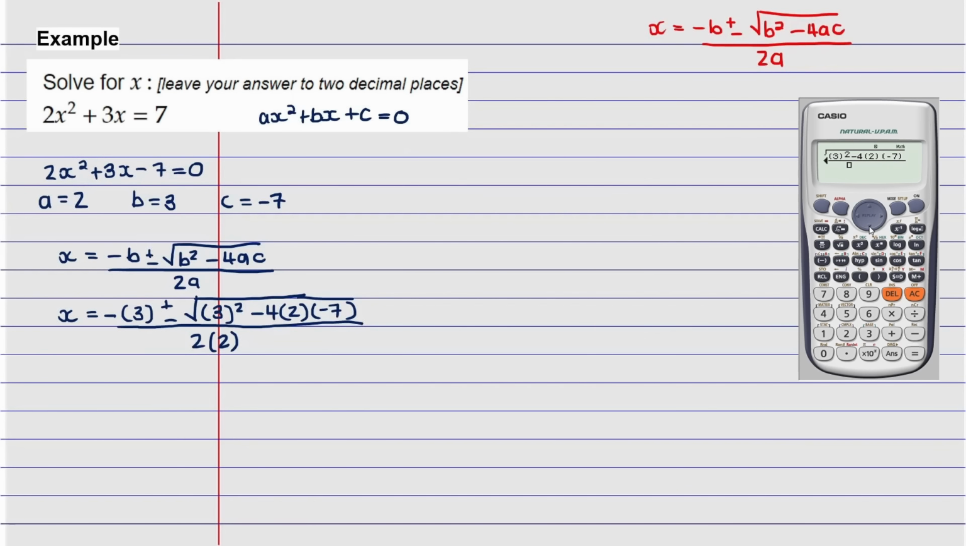Then you're going to press the down button just to go down, then say 2, open your bracket, 2 again, then close it. Then you're going to press equals. Now you want to change this value into decimals, so you're going to press S to D to change it to decimals. And this is going to be your value, negative 2.7, rounded off to 2 decimal places.